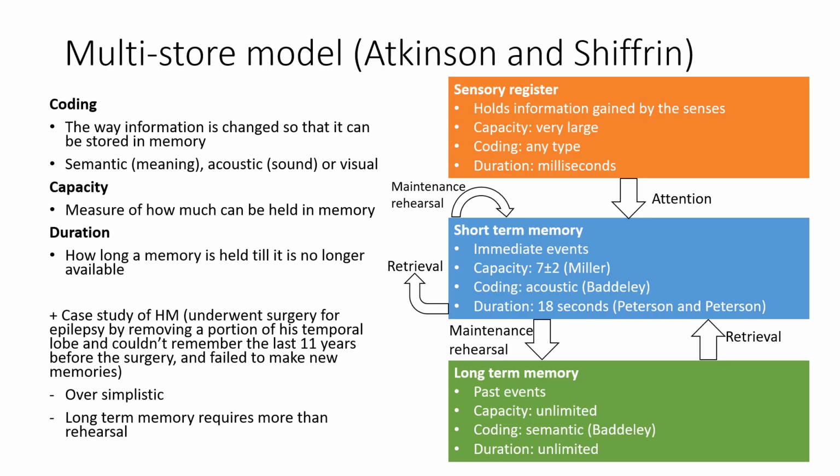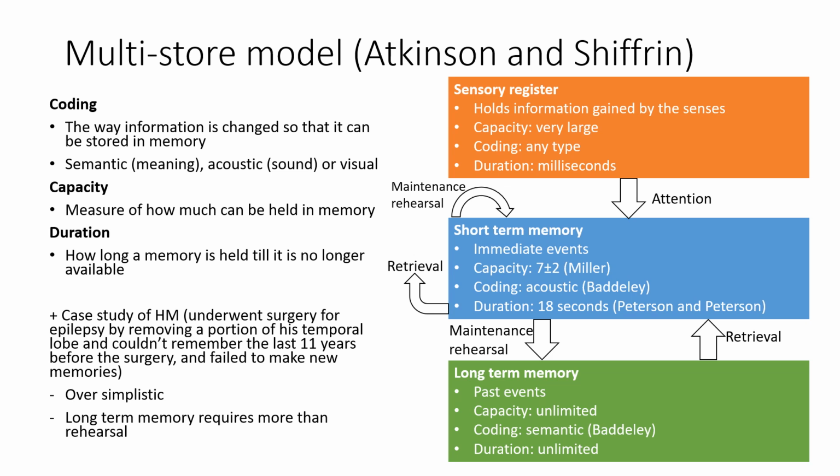So firstly, we'll be looking at Atkinson and Shiffrin's multi-store model. First, I'm just going to explain coding, capacity and duration. Coding is a way that the information is actually changed so it can be stored into memory, and there are three types. There's semantic, which focuses on the meaning of the information, then acoustic, which is the sound during the memory, and then visual, which is what you see.